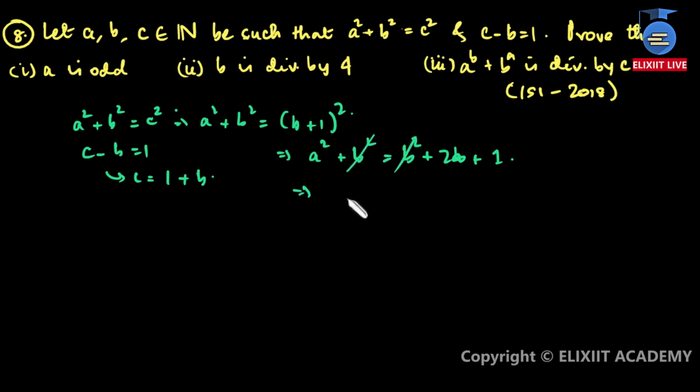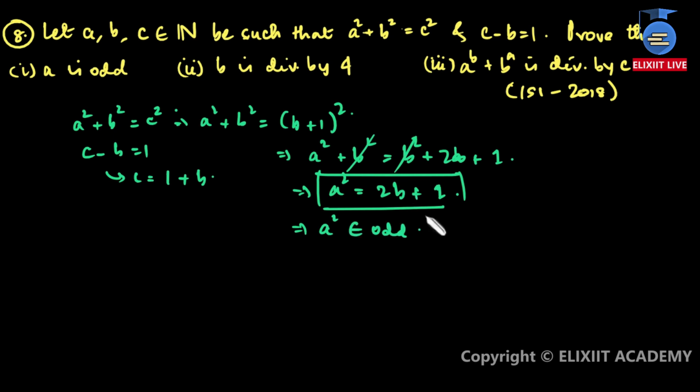Okay, so b square cancels out. So a square is what? 2b plus 1. What is the meaning of this? A square is 2b plus 1 means basically a square is odd. A multiple of 2 plus 1 means a square is odd. And if a square is odd, which means a is also odd.